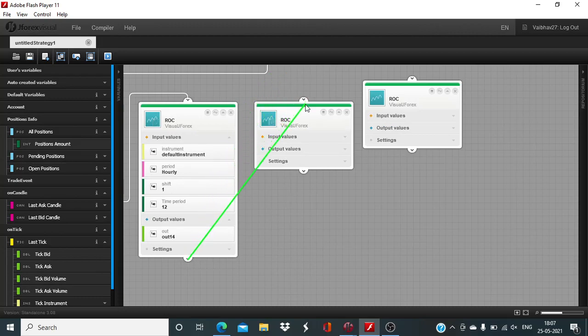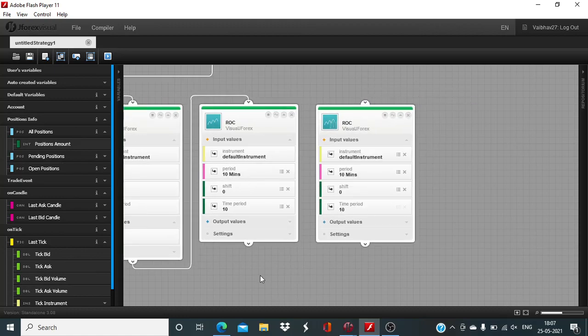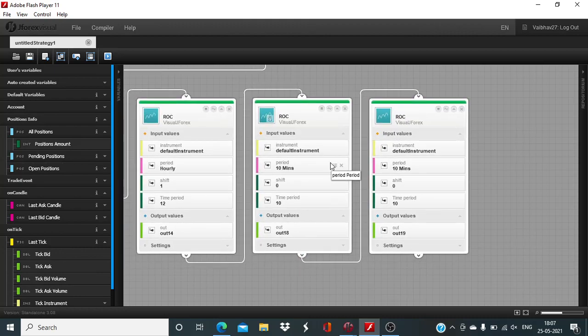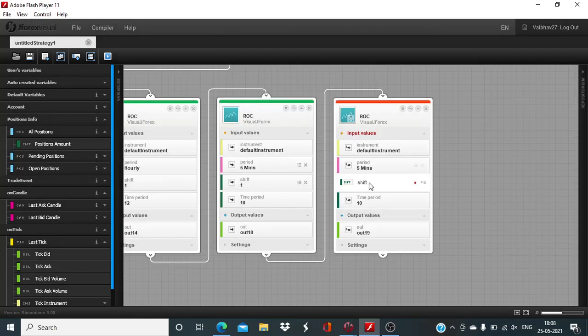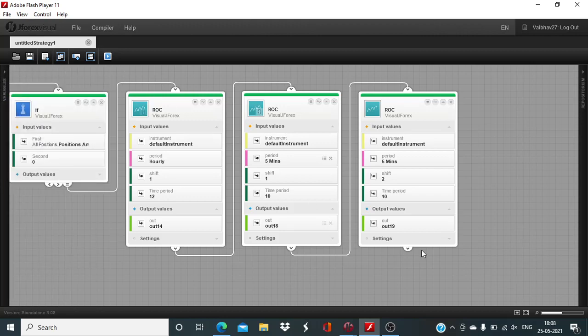After we have considered the ROC output on the hourly time frame, we also have to make sure that on the lower time frame of 5 minutes, the conditions are in place. We will need the lower time period ROC output as well. Shift 1 and Shift 2. Time period will be changed to 12.